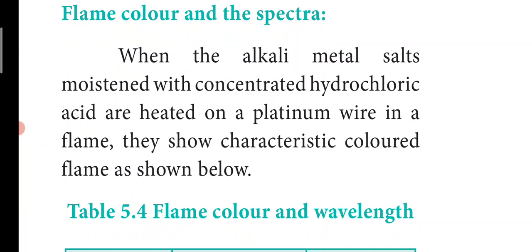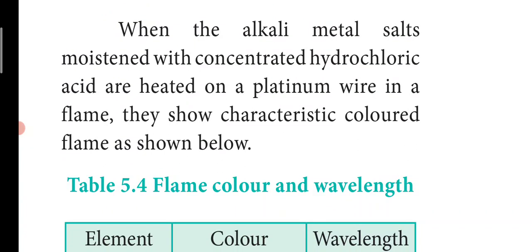When the alkali metal salts are moistened with concentrated hydrochloric acid, they are heated on a platinum wire in a flame. We will do this flame test in the laboratory actually. You have to make a paste of that salt, for example barium, with the hydrochloric acid. Then you have to show it in the Bunsen flame.